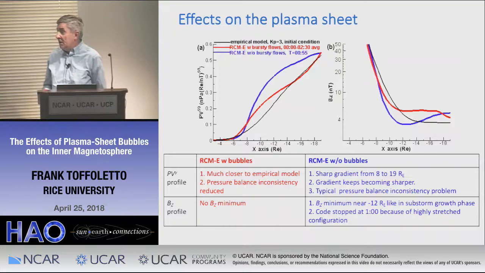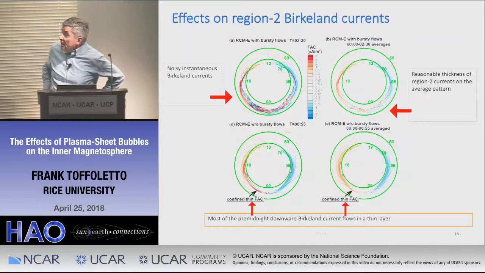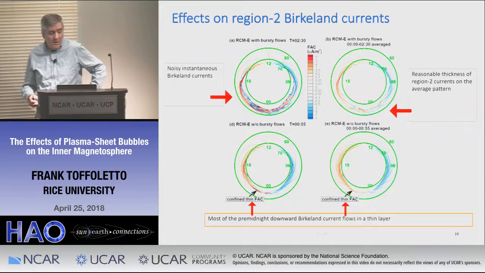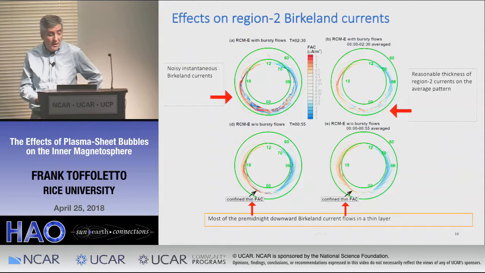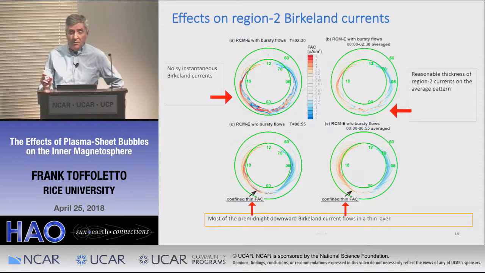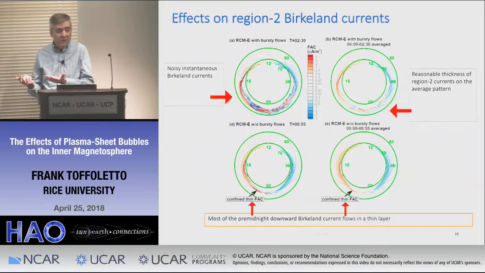The other benefit of this is if you look at the field line currents that you get from the model, what we find is in a traditional RCM using traditional boundary conditions and empirical magnetic fields, you get very sharp, well-defined region 2 currents, which typically are much sharper than what's observed. If you add the bubble effects, these currents actually spread out and become a lot more realistic, which is what's shown in the model in this example here. So it's another side benefit from adding these effects as well.